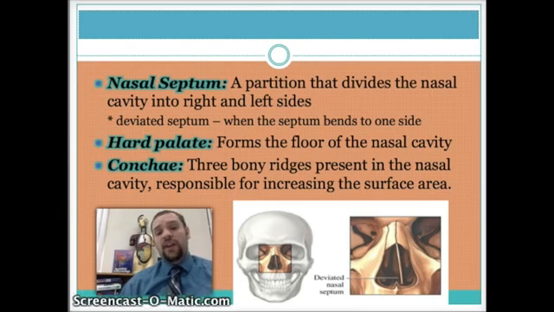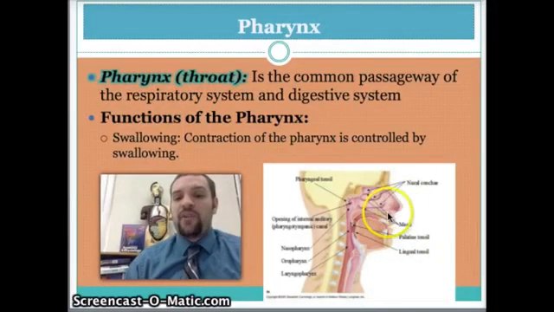Also, I want you to know that when we look at the structures, you have what's called the hard palate. And the hard palate is going to form the floor of the nasal cavity. So if you were to put your tongue on the top of your hard palate, that's going to be the floor of your nasal cavity. And we'll take a look at that here in this next slide. So if we move back further from your nasal cavity, the next big passageway that we're going to come in contact with is your pharynx.